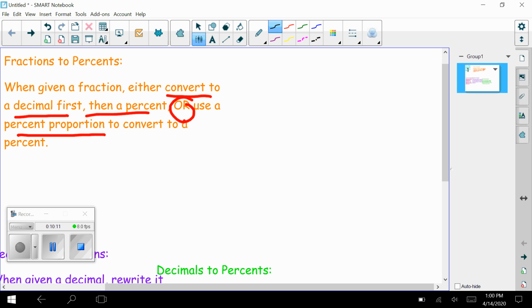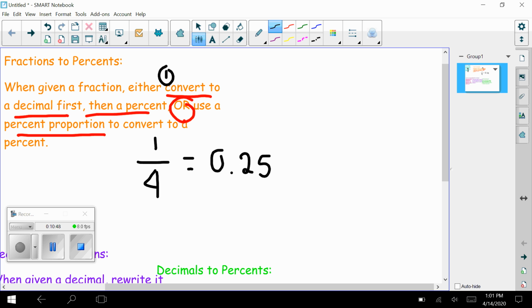So first, let's say we're given 1/4. And we want to convert, let's try our first option, option 1. Convert to a decimal first, then a percent. So if we remember, we convert from a fraction to a decimal by simply dividing the numerator 1 by the denominator 4. And this is going to give us 0.25, right? A quarter. No worries there.